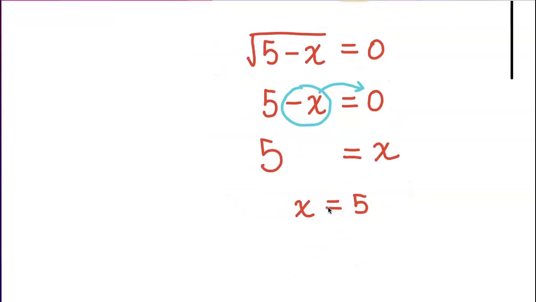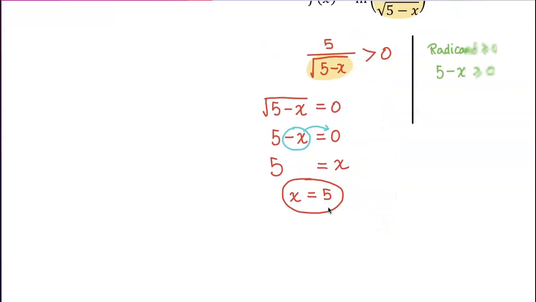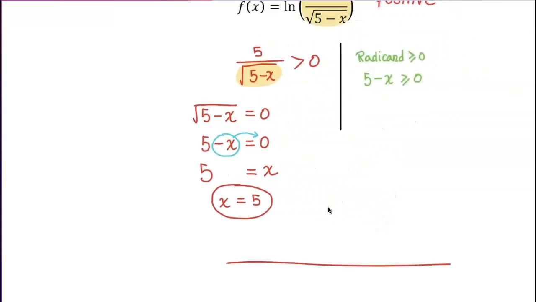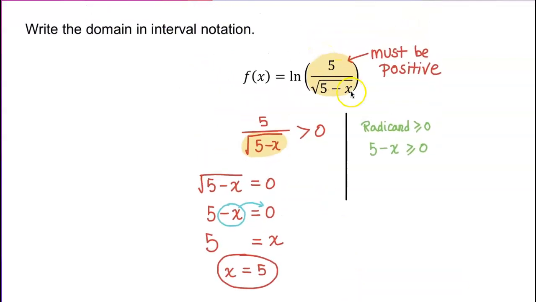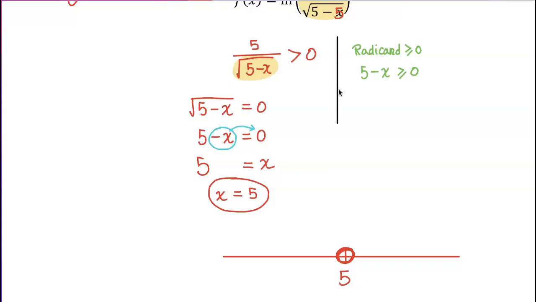So guys, when x is equal to 5, this fraction will be undefined. So what I'm doing here is I'm going to draw a number line, and I'm going to put a 5, and we'll put an open circle here. When we plug in 5 into this function, we're going to end up getting 5 minus 5, and that's 0. And square root of 0 will make the entire fraction 5 over 0, and 5 over 0 is undefined. That's why we put an open circle at 5, okay?